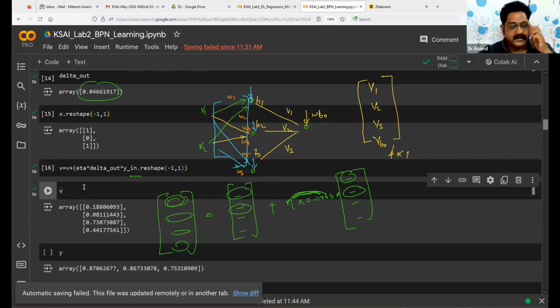Now the very interesting part is backpropagation. Because to compute the error gradient of the hidden layer, I need to propagate this delta naught via the V weight matrix.